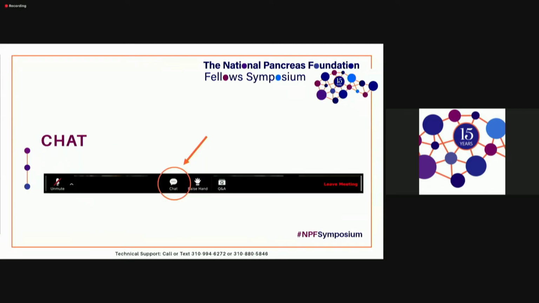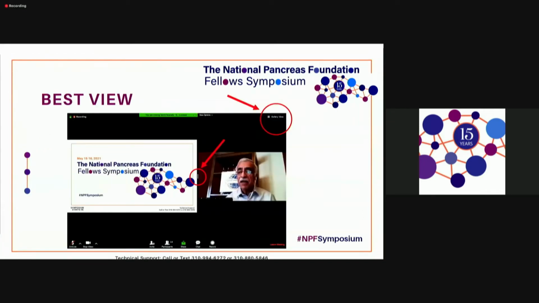The chat panel will also be available for one-on-one conversations with panelists and other audience members throughout the symposium. Be advised, questions placed in chat will not be part of the panel discussion, so be sure you're using the Q&A panel for your questions. You can easily scale the presentation and speaker sizes to create your best view by sliding the bar located between the speaker video and the presentation slides, left or right.